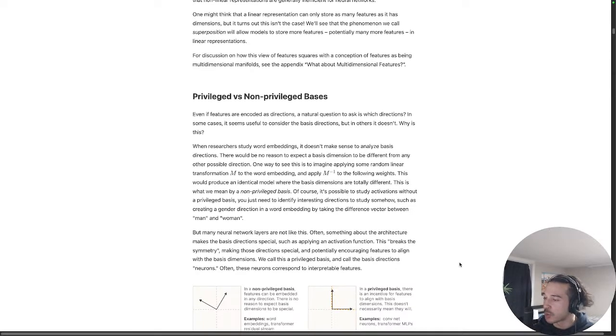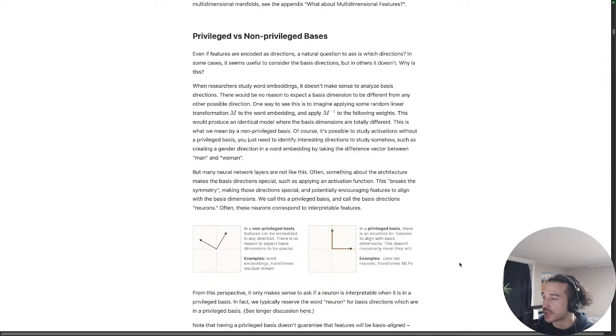But many neural network layers are not like this. Often, something about the architecture makes the basis direction special, such as applying an activation function. This breaks the symmetry, making those directions special, and potentially encouraging features to align with the basis dimensions. We call this a privileged basis, and call the basis directions neurons. Often, these neurons correspond to interpretable features.